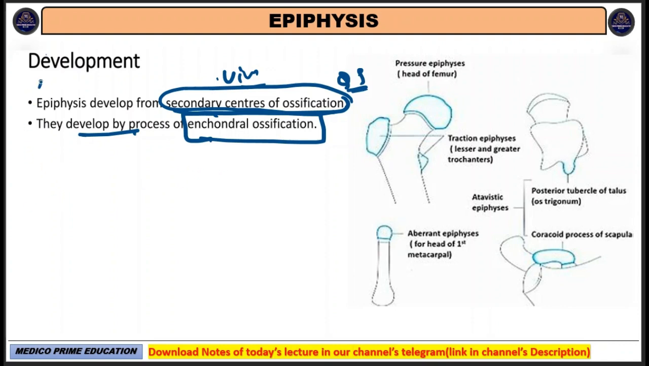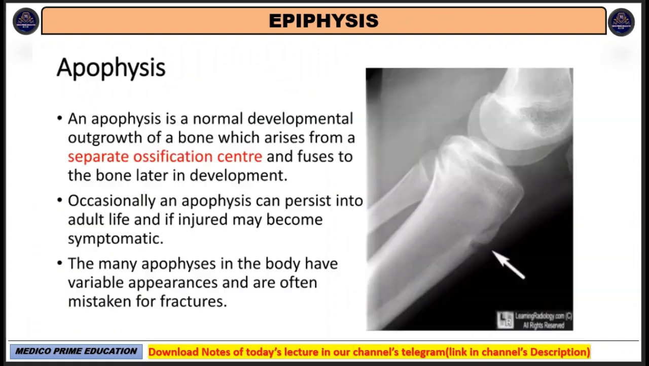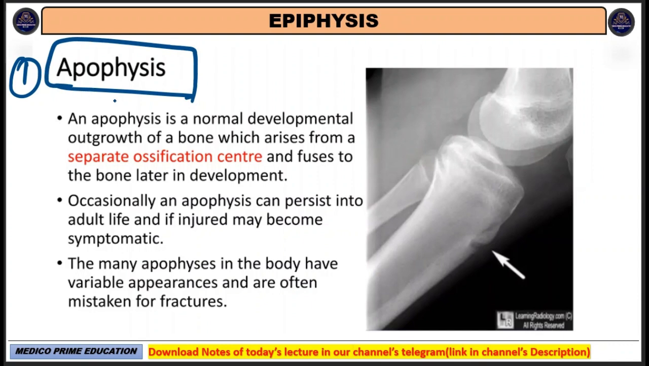First, you have to remember this point also. So both are viva questions you have to remember. Okay, now. So this was the epiphysis. One more thing is, what is apophysis? If your viva is very good, they may ask about the apophysis. Apophysis is a normal developmental outgrowth of the bone which arises from a separate ossification center and fuses to the bone later in development.